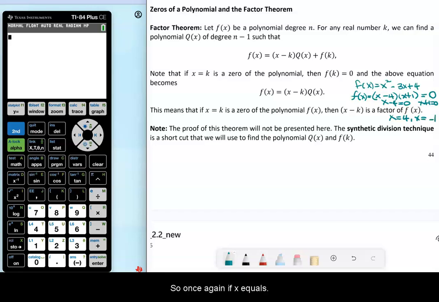So once again, if x equals 4 is a zero of the polynomial, then x minus that zero, x minus 4, is a factor. So it's just going back and forth between factors and zeros. So this theorem is a little strange, as I said, or might be a little strange if it's the first time you've seen it. But what the theorem is used for is to find a simpler formulation for our polynomial, so we can work through the mathematics and get the zeros of the polynomial that we're looking at.